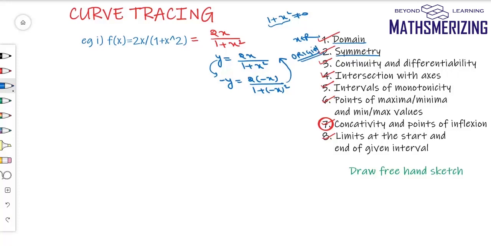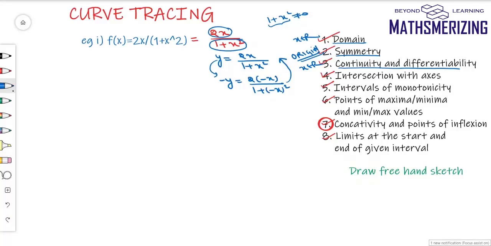Now, third thing that we need to discuss is its continuity and differentiability. I see two polynomial functions, 2x and 1 plus x square. Both the functions are continuous and differentiable, and also denominator cannot be 0. So this given function will be continuous and differentiable for all x belongs to R. So my graph will be a connected graph and there won't be any sharp corners or edges. Everywhere it is going to change the shape smoothly.